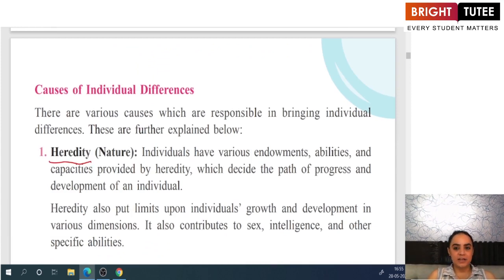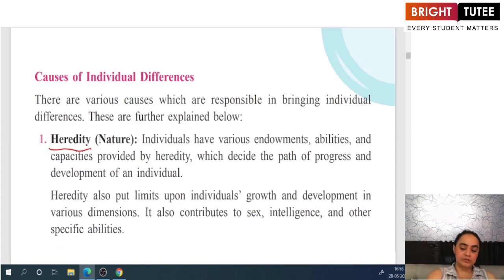Heredity. Obviously we all know that every individual has some abilities provided by the heredity that they have inherited from their parents or their ancestors. These hereditary qualities are going to decide what path of progress they are going to take, how much they are going to develop as an individual. Not only can it add to your path of progress, but at times the features that you've inherited can also put a limitation, or act as a blockage on one's growth and development. With respect to your intelligence level, your specific abilities, your height, your weight, everything is in consideration.